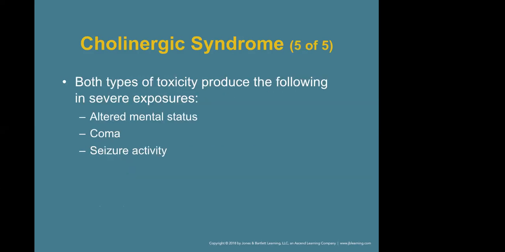But both end up with altered mental status, severe coma, and seizure activity. So you're going to have a patient with full SLUDGE and seizure activity. So those patients are going to be at really high risk for actual airway compromise. They've got vomiting, emesis, diarrhea. They've got bronchial constriction and everything else. And while they're having all this going on, they're going to go into a grand mal seizure in front of you.